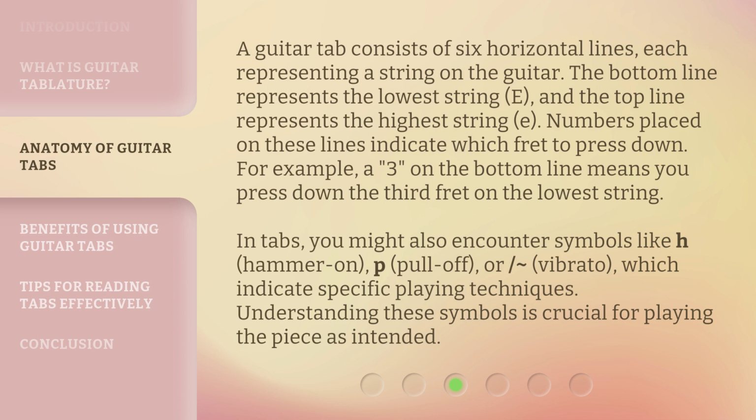In tabs, you might also encounter symbols like H, hammer-on, P, pull-off, or tilde, vibrato, which indicate specific playing techniques. Understanding these symbols is crucial for playing the piece as intended.